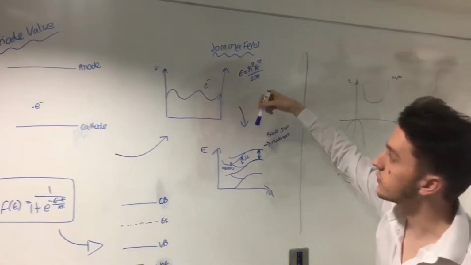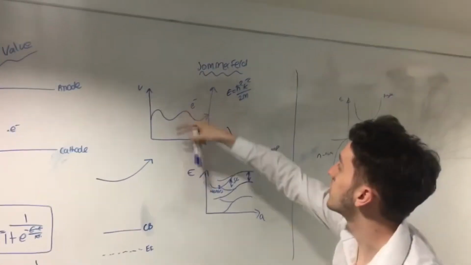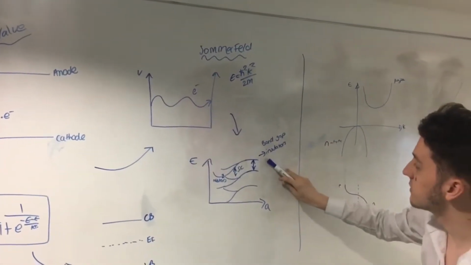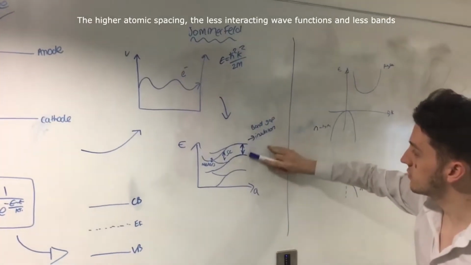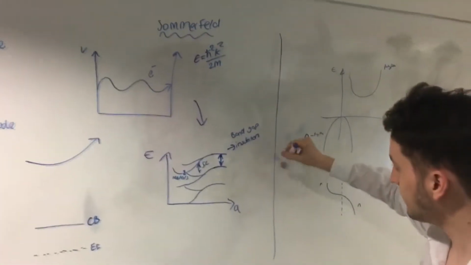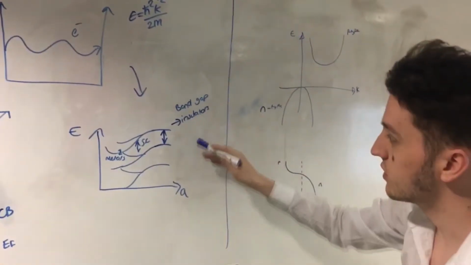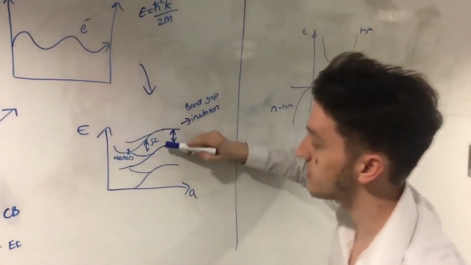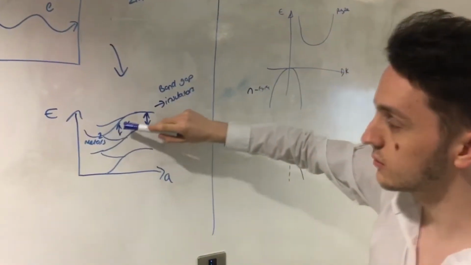And it's the interaction of these wave equations in this finite box that gives rise to what we call bands. At high atomic separation, these bands are quite high, and these generally correspond to insulators. Whereas when the bands are quite small, these are semiconductor materials, and overlapping bands are metals.